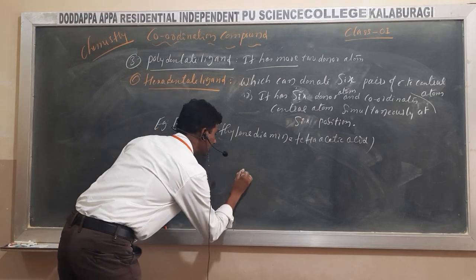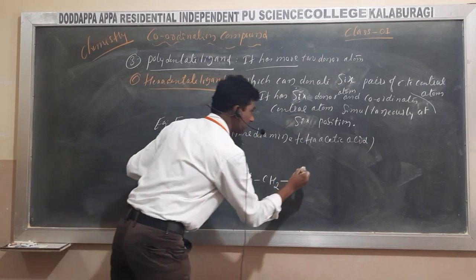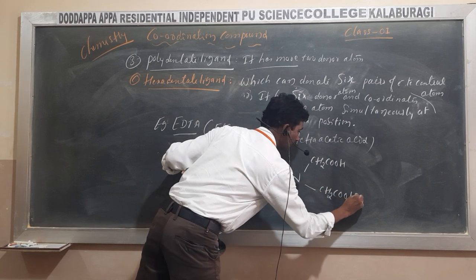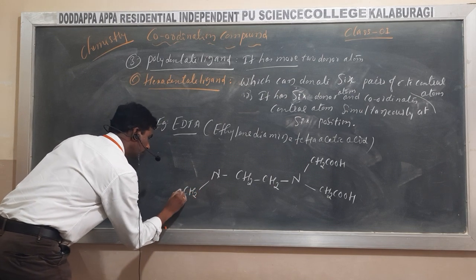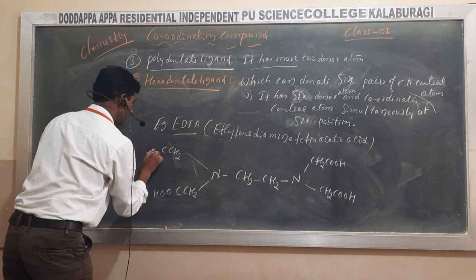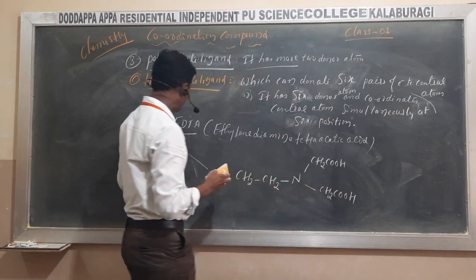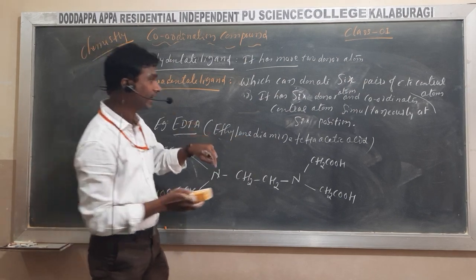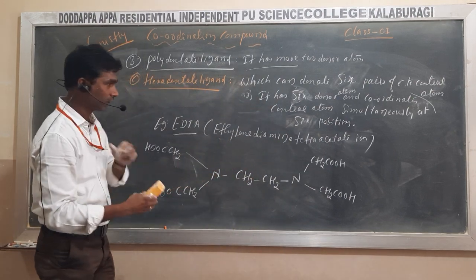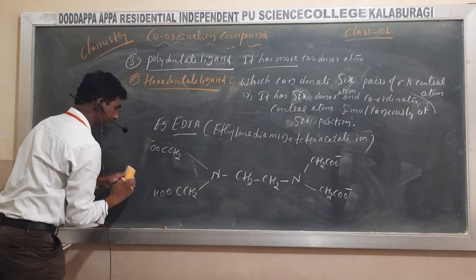Now I can write the structure. First you have to write the ethylene group, CH2 CH2. This is ethylene. Next, diamine: here is 1 nitrogen, here is 1 nitrogen. So this is tetraacetic acid: CH2 COOH, CH2 COOH, CH2 COOH, CH2 COOH. This is ethylene diamine tetraacetic acid. This is the formula. But if it is the tetraacetate ion, also called ethylene diamine tetraacetate ion, you have to remove H from each COOH, and it becomes COO minus, an acetate ion.